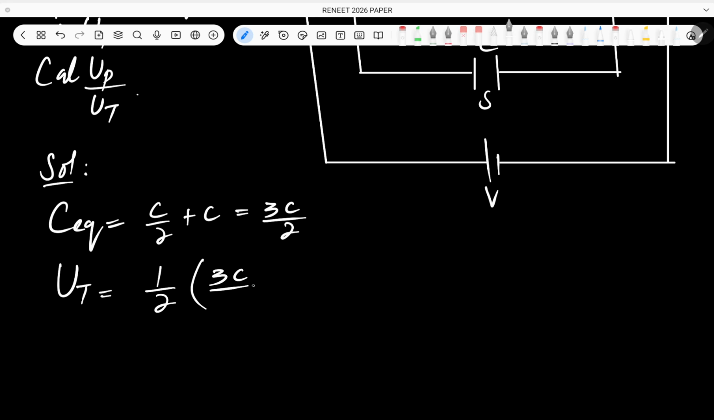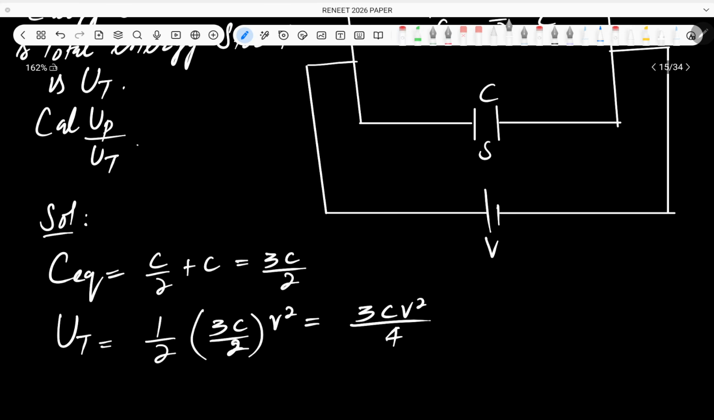तो C की जगह मैं लिखूंगा बेटा 3C divided by 2 और V square के बदले लिखेंगे V square. So it comes out to be 3CV square divided by 2 into 2 is 4. This is the total energy stored in all three capacitors.